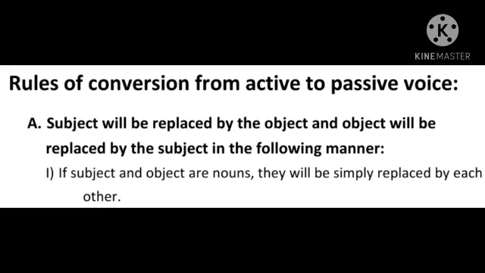Now let's see the rules of conversion from active to passive voice. Rule number A. The subject will be replaced by the object and the object will be replaced by the subject. As we have seen, the structure of active voice is SVO, and in passive voice it becomes OVS. While shifting the subject to the place of the object and the object to the place of the subject, we should keep in mind, if subject and object are nouns, they will be simply replaced by each other.